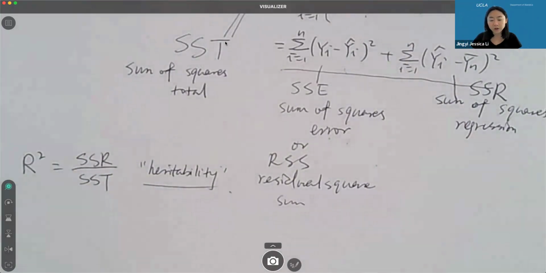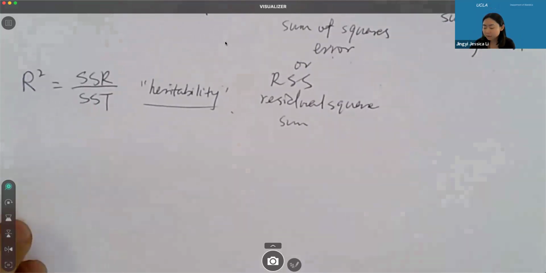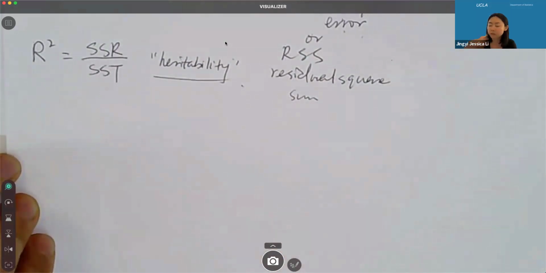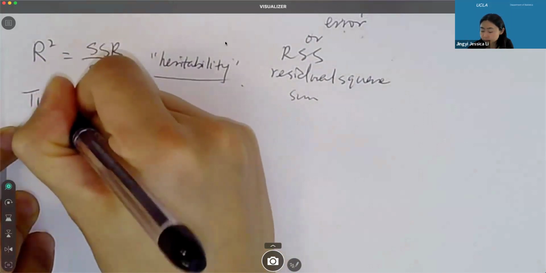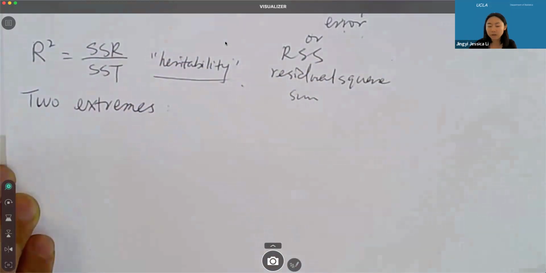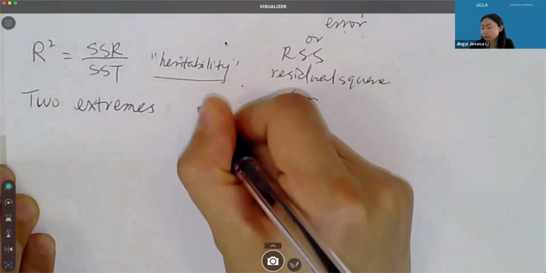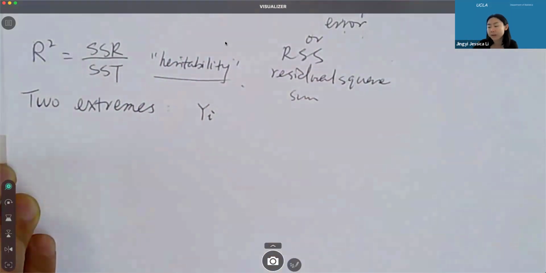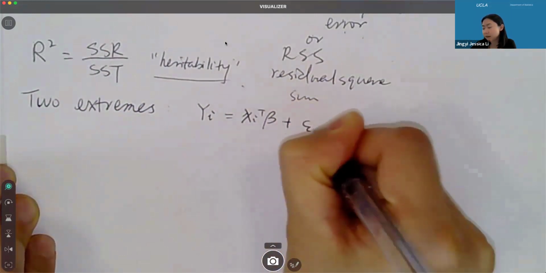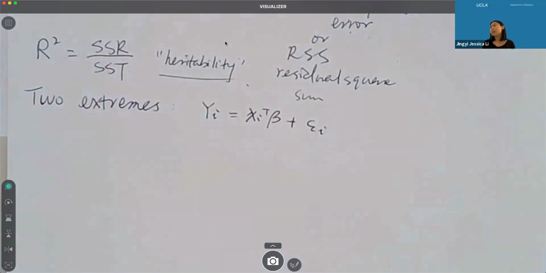Okay, so let's see what we have at the two extremes. Before we introduce the ANOVA table, which I think will be simple after we have all this, it's good to consider the two extremes of our model, on both ends of our linear model. Because in our linear model, let me just remind you again, I'm writing this model for one observation: yi equals xi transpose beta plus epsilon i. Note that my xi includes the intercept, so the first element is 1.